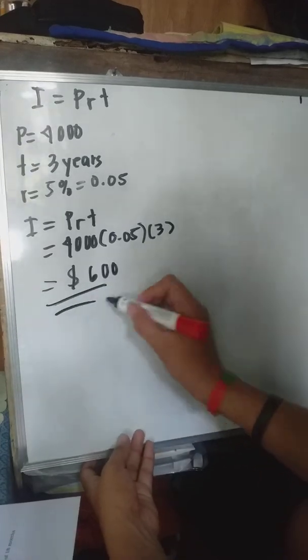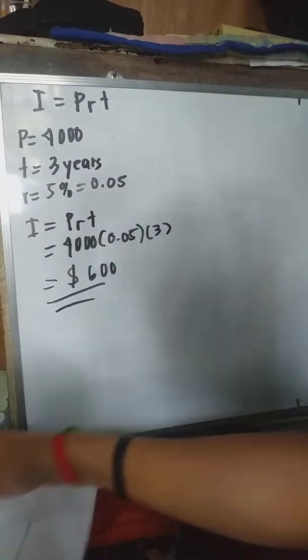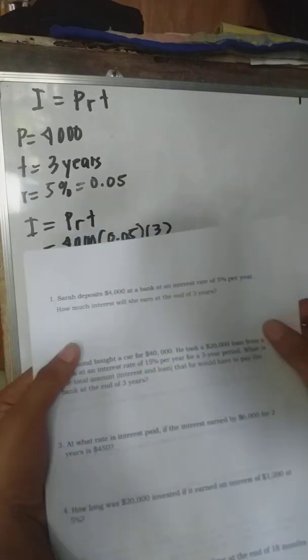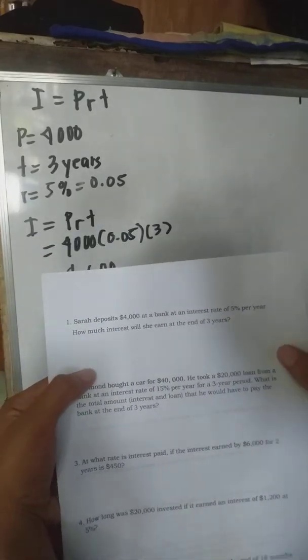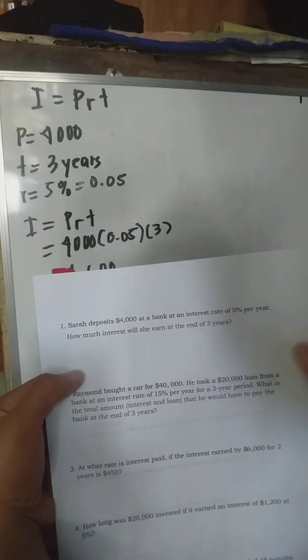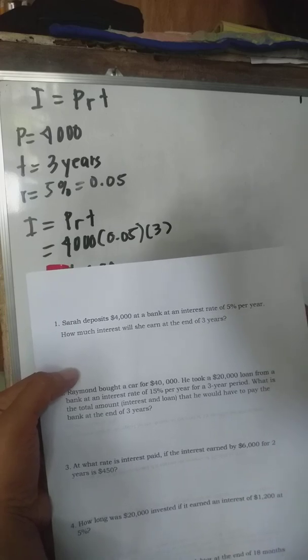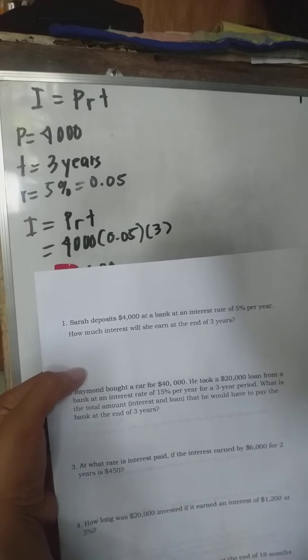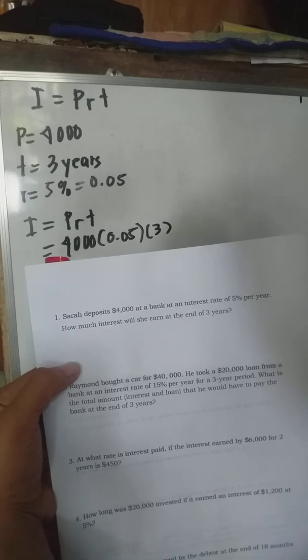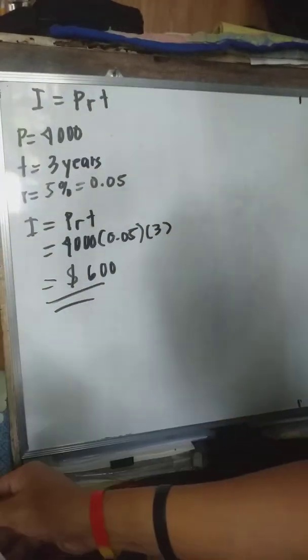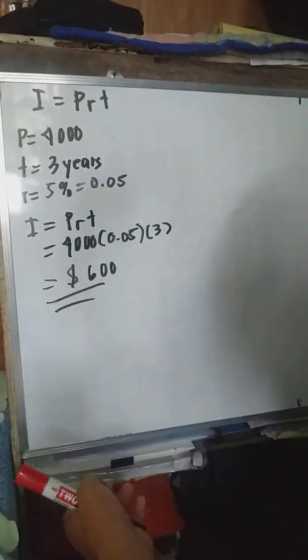So, ito na po yung interest. So, the interest will be $600 if si Sarah ay mag-deposit ng $4,000 sa bank na merong interest na 5% per year. So, sa 3 years po yun. So, sana po naintindihan. So, let's move on sa number 2.